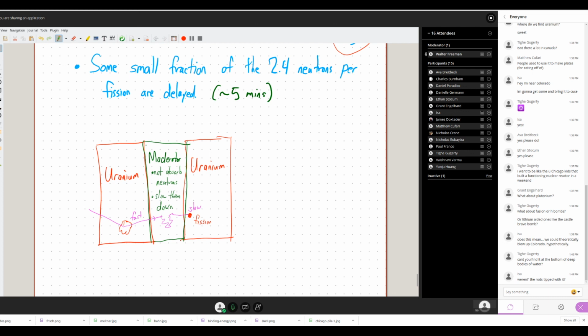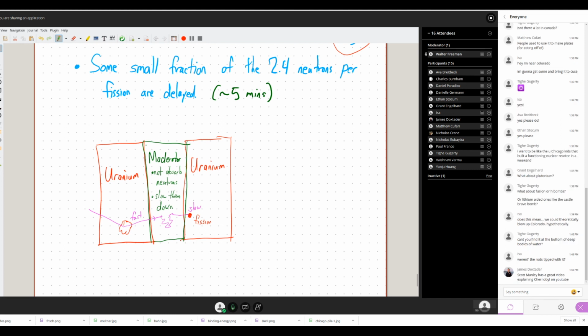Isa asked, weren't the rods in Chernobyl tipped with graphite? Yes. So, and it's 1:50, people who need to leave can leave. We'll pick this up again next time.